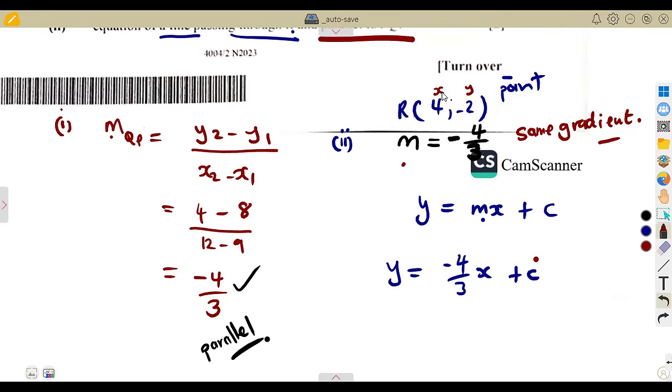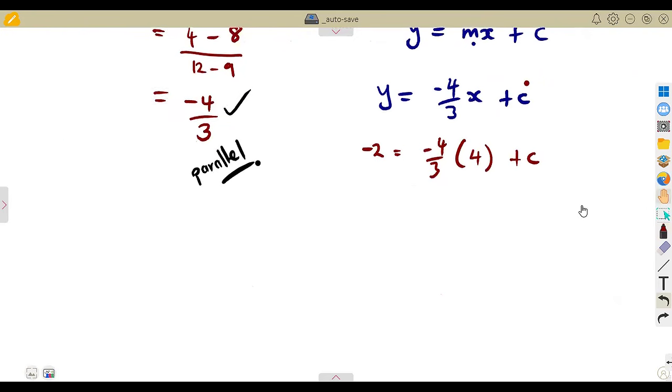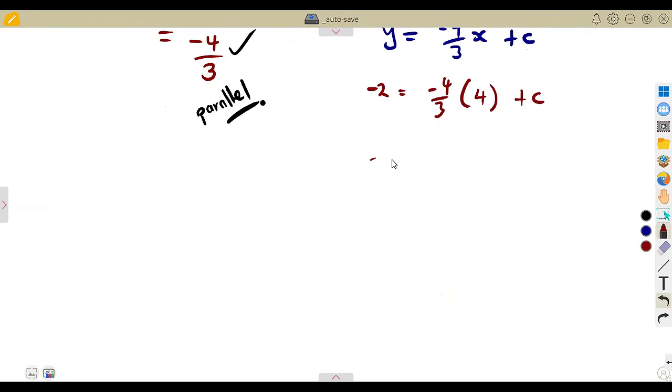from the point where it passes through the point R. So you've got the x value and the y value there. So substituting the y value, minus 2 is equal to minus 4 over 3 x, and x is 4, plus the constant, which is to be found, the y-intercept. So minus 2 is equal to minus 4 over 3 multiplied by 4 over 1. That will give us negative 16 over 3 plus c.